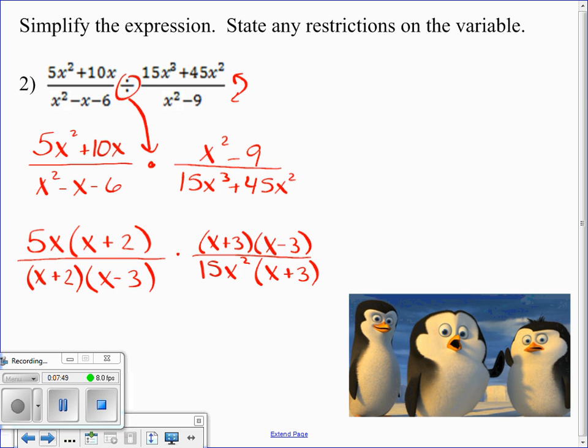Whew, that's a lot of factoring. Isn't that fun? Factoring is fun and fabulous and fantastic.